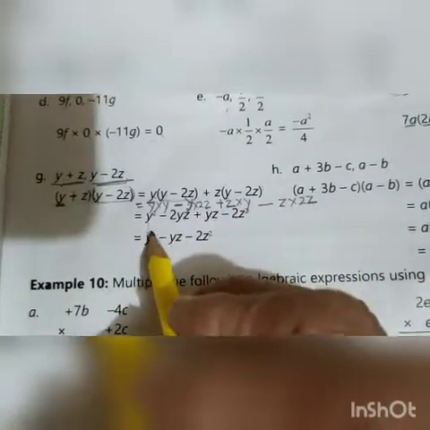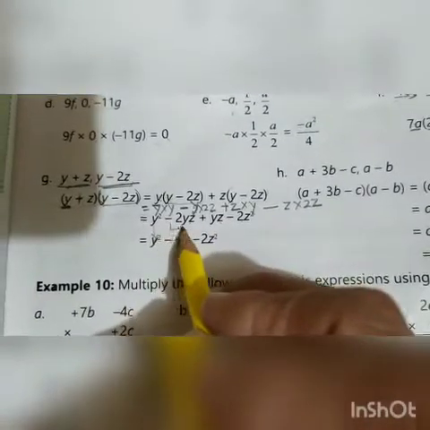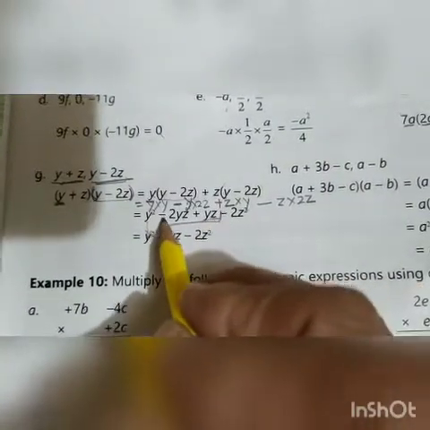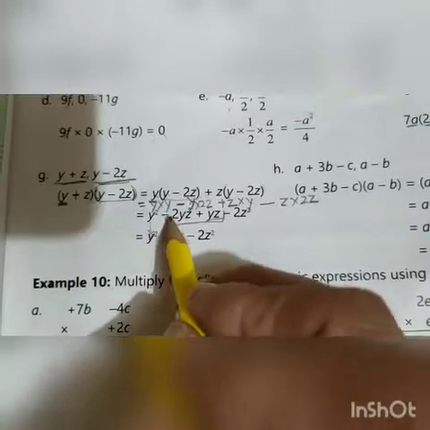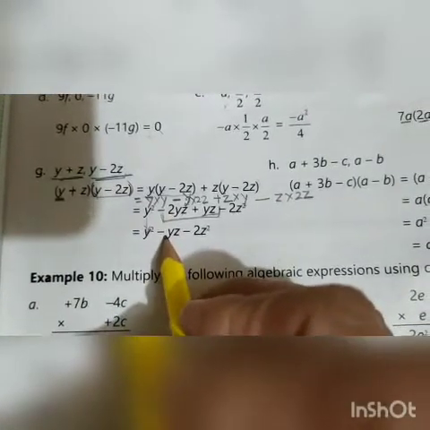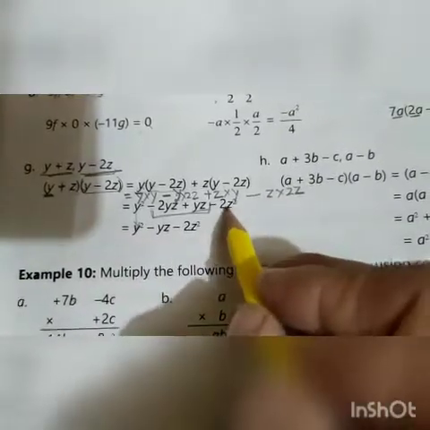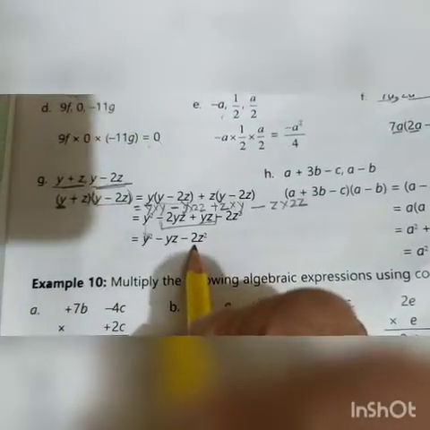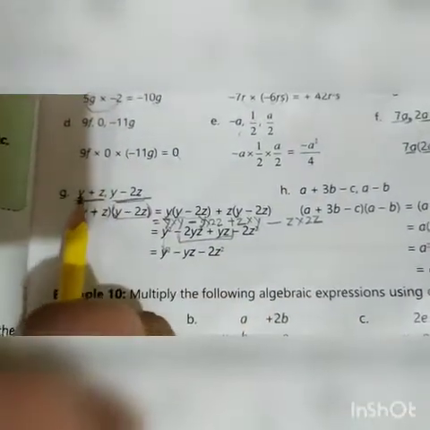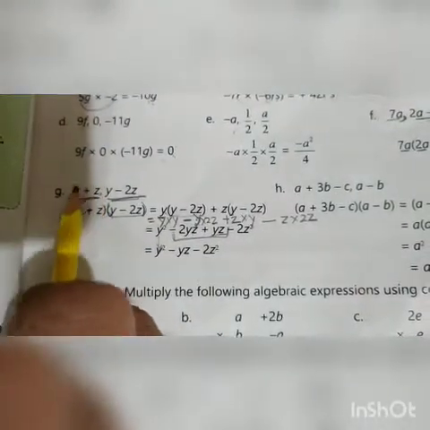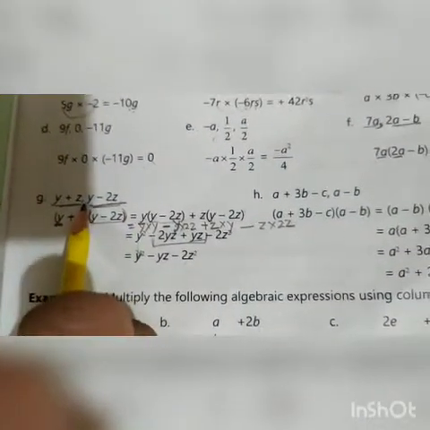Now this y square, this minus 2yz plus yz, these are two like terms, so we will simplify it. We get minus 1yz. 1yz means only yz. So minus yz and minus 2z square will be written as it is. This is the example of the multiplication of a binomial with a binomial.